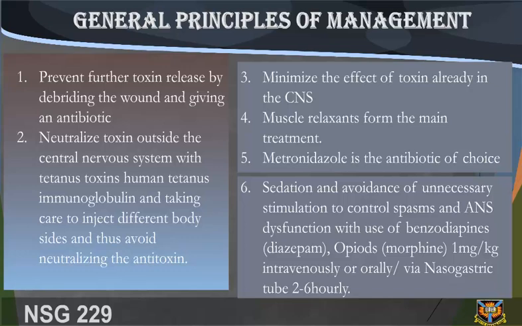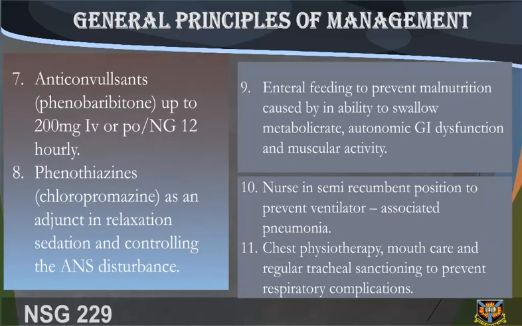Sedation and avoidance of unnecessary stimulation to control spasms and ANS dysfunction, with use of benzodiazepines such as diazepam, and opioids such as morphine, 1 mg per kg intravenously, orally or via nasogastric tube, 2 to 6 hourly. 7. Anticonvulsants, phenobarbital up to 200 mg IV, PO or NG, 12 hourly.